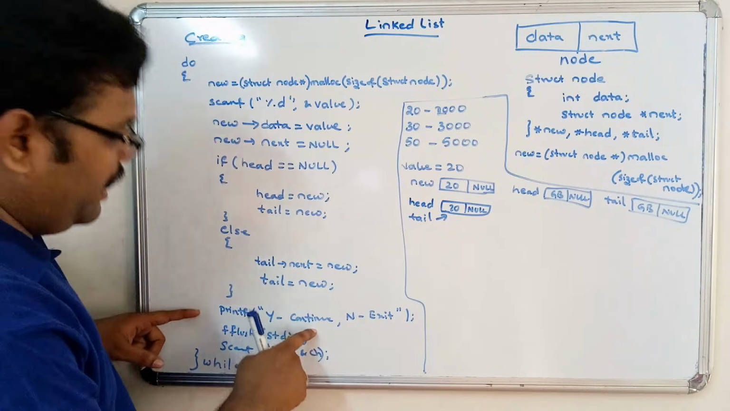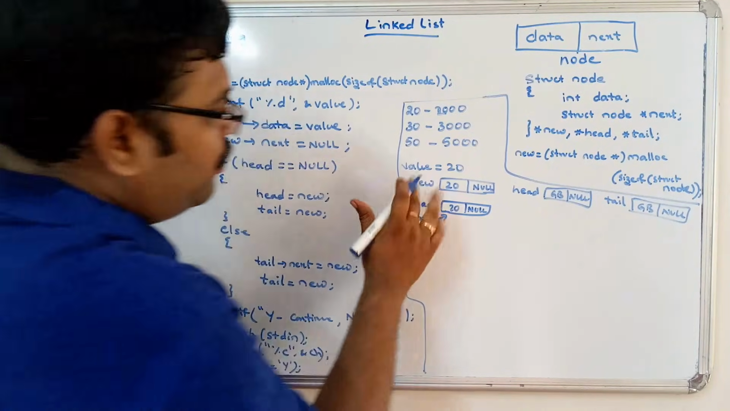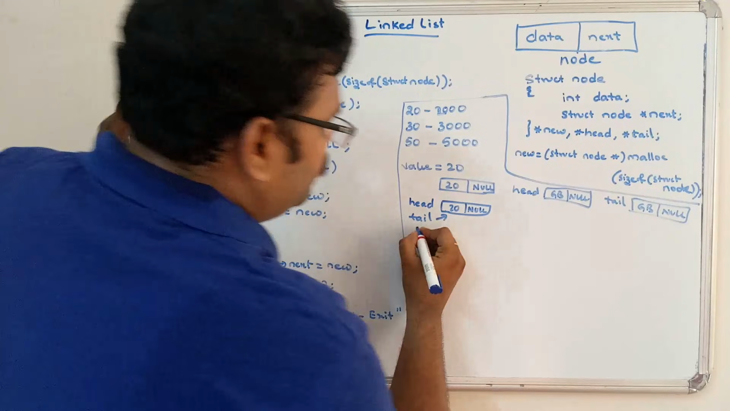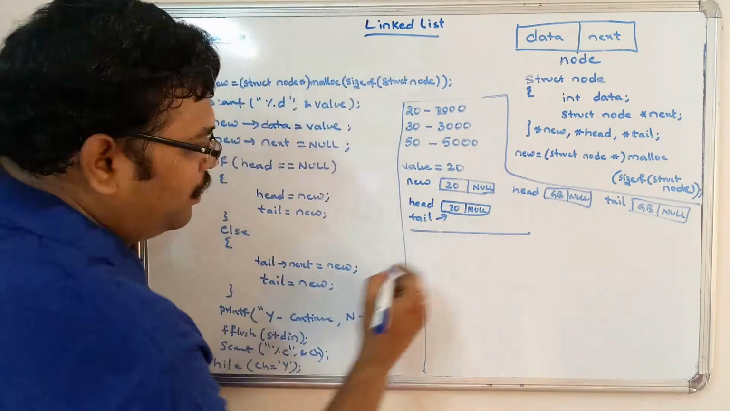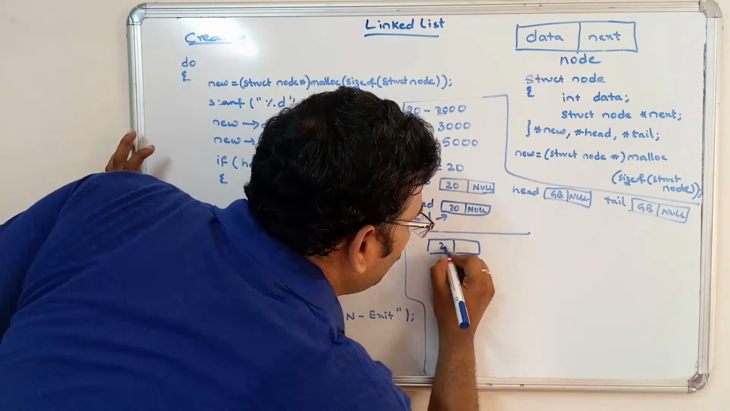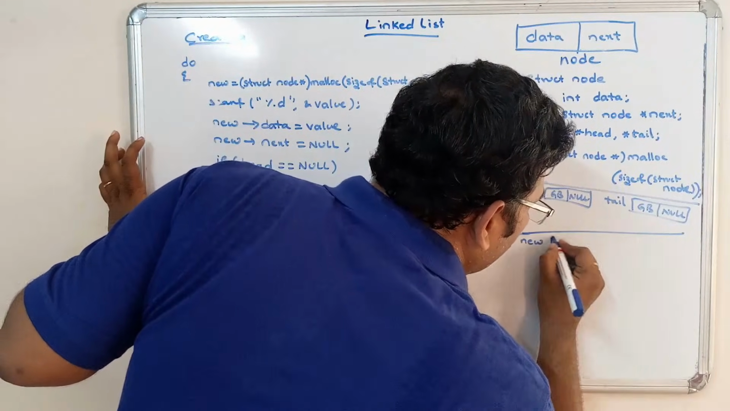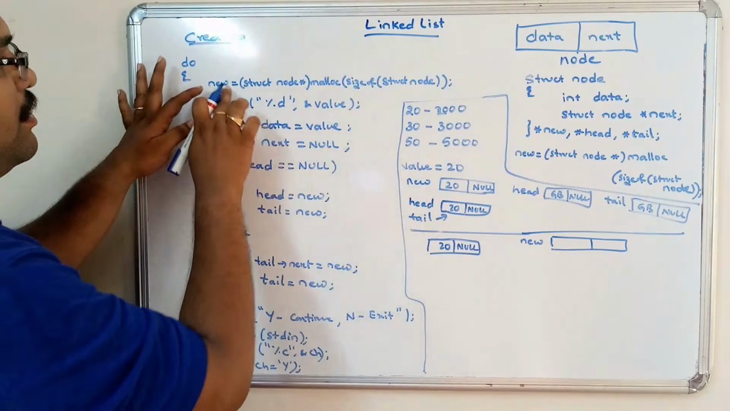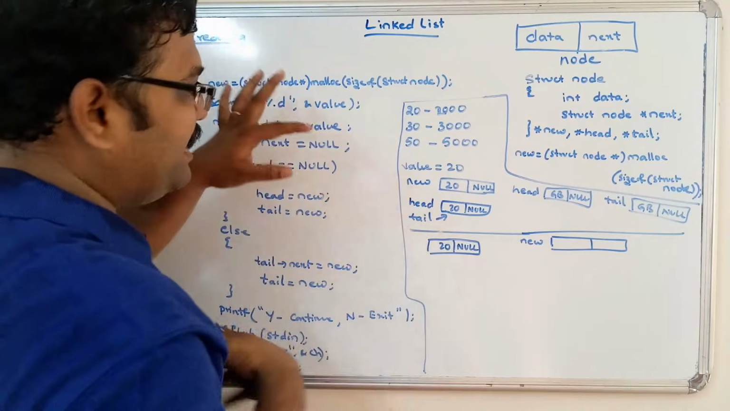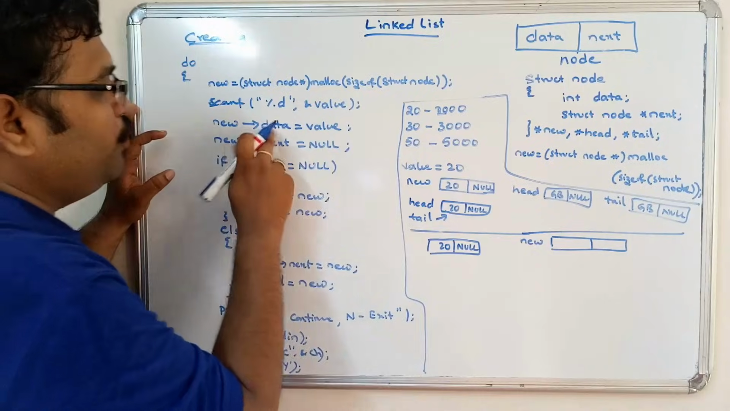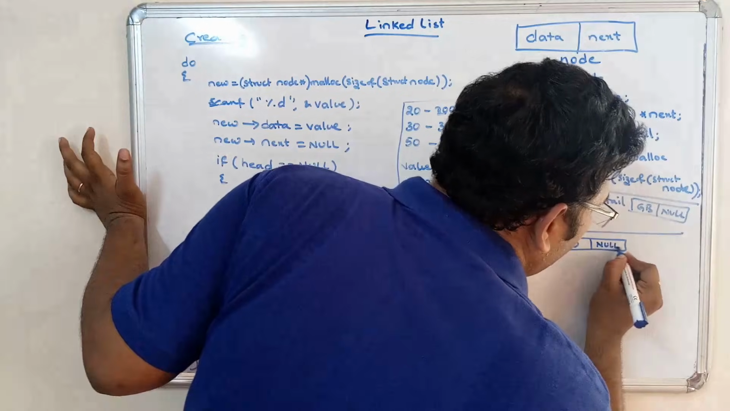If you press y, again it will check the condition ch is equal to y, so it is true. Again it will go with the new. Now this ends the first iteration. So now there is a node 20 and null, and the new will be the next node. That means the memory will be allocated for the new, and with scanf some value 30 will be assigned to new of data. That means 30 here, and next is null.